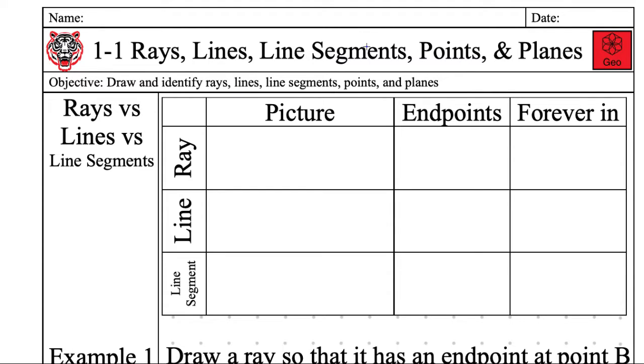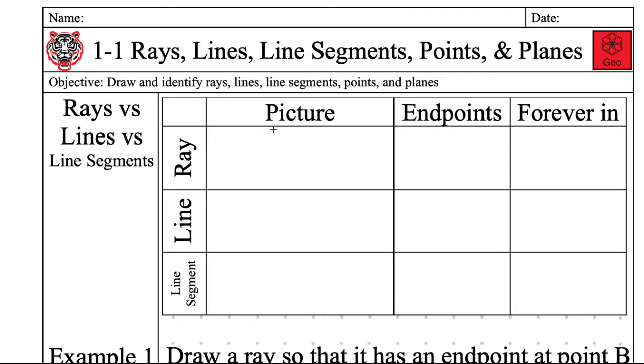Rays, lines, line segments, points, and planes. There's a lot of stuff in that title. So our objective today is to draw and identify rays, lines, line segments, points, and planes. Okay, so rays versus line segments. By the way, I should mention that you should have this in front of you along with a ruler. So if you don't have a ruler, please grab that now. You'll be using it for the entire lesson aside from the homework. Homework is all on Khan Academy.